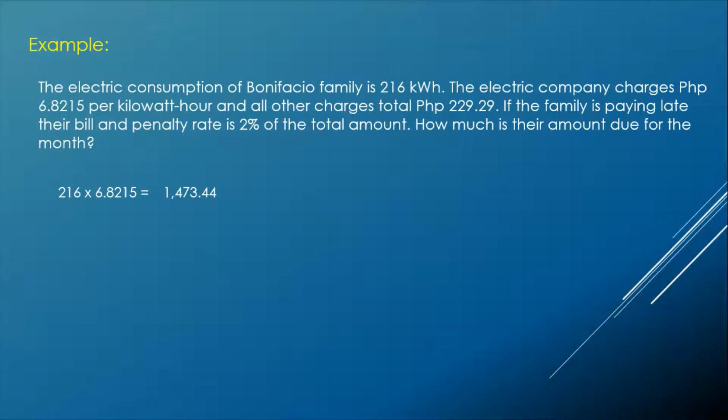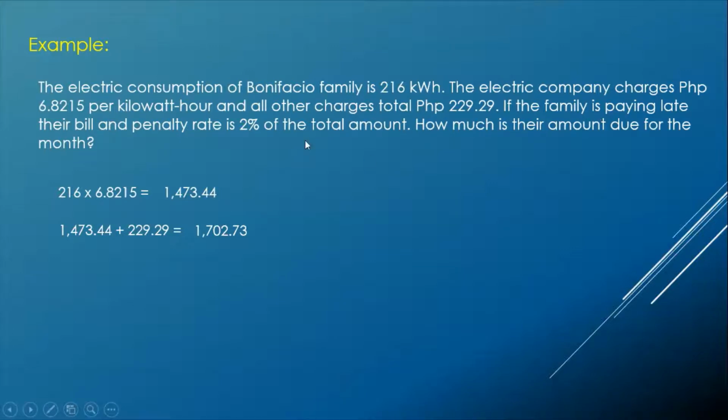This is the amount of the kilowatt hour or the electricity consumed by the Bonifacio family. But we still need to add the other charges. So 1,473.44 plus the other charges, which is 229.29, we got a total of 1,702.73 pesos. But in our sentence here, the family is paying late for their bill.